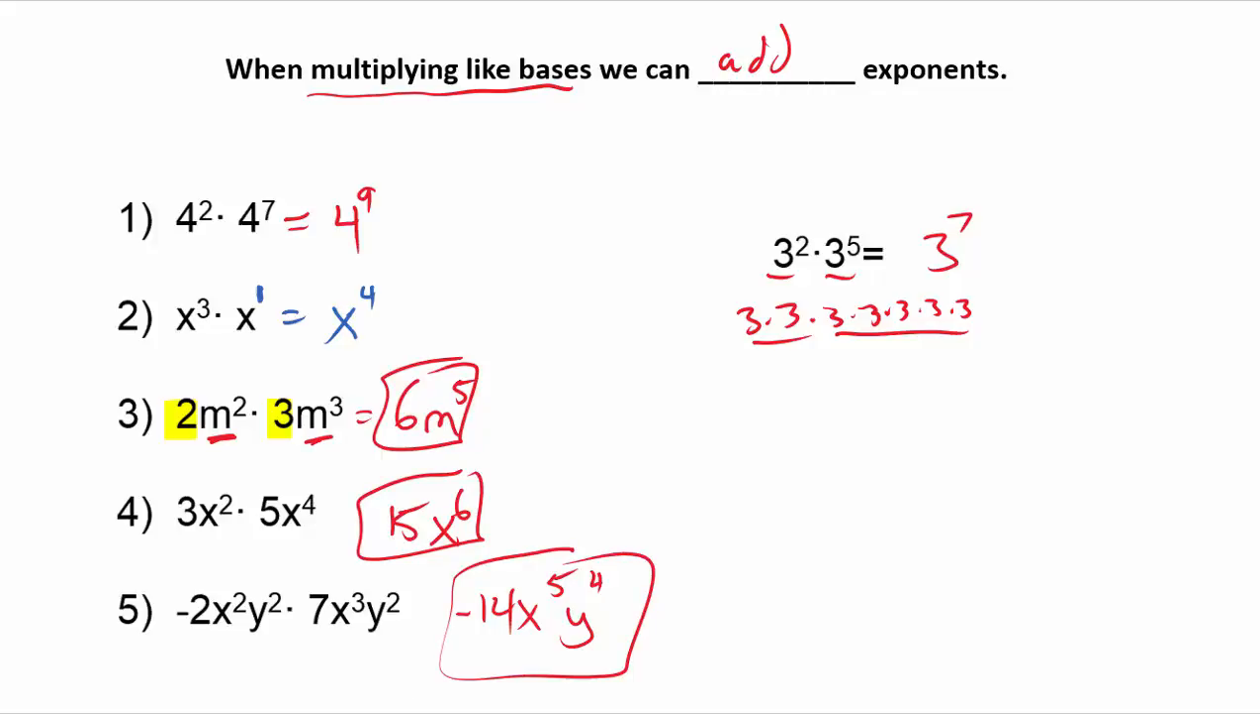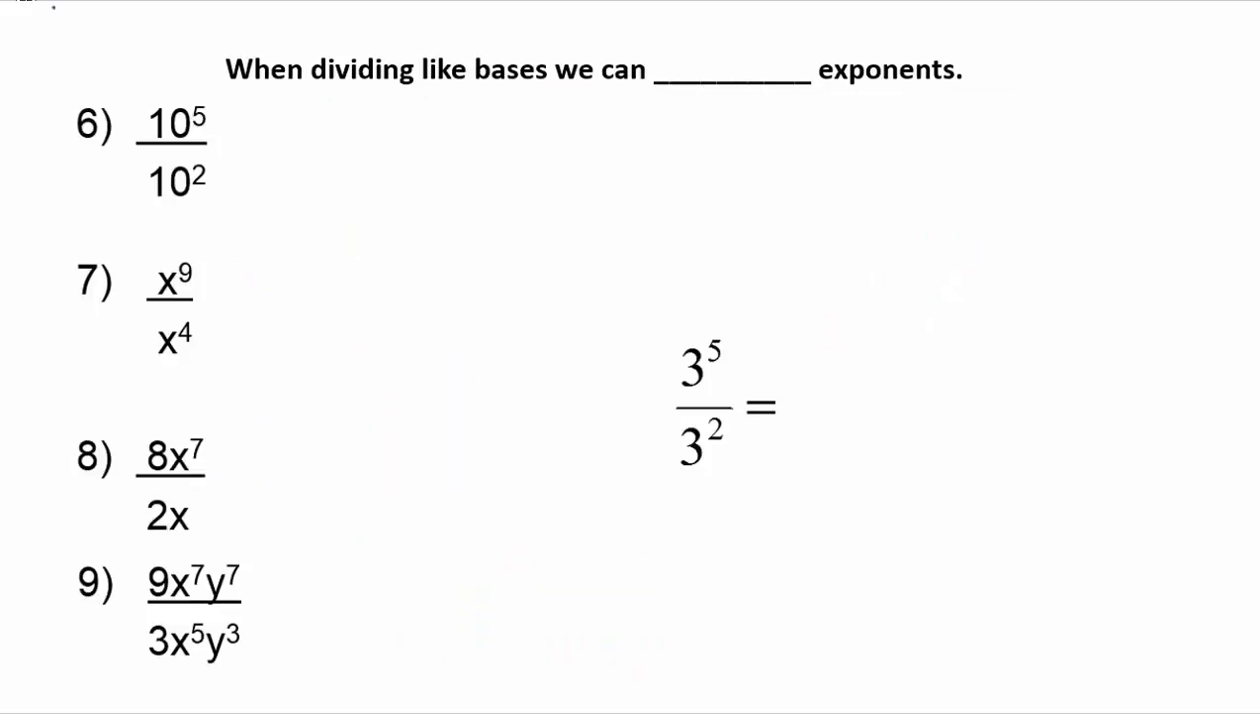Okay. Next one. We said that when we are dividing like bases, we can subtract the exponents. All right, so if we look at this one, again, I'm going to write this first example over here just so you guys can see what's going on. If I had 5 3's multiplied out with 2 3's, I could cancel 2 of those, and we'd be left with 3 to the 3rd or 27. We'll leave it as 3 to the 3rd for today.